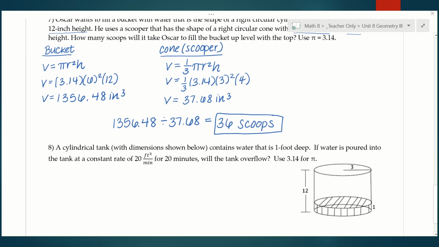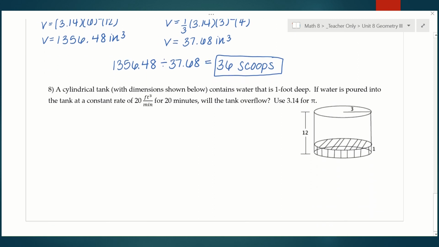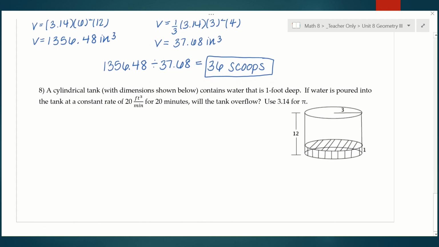Okay, we have one more. You guys are doing awesome. All right, number 8. A cylindrical tank with dimensions shown below contains water that is 1 foot deep. If water is poured into the tank at a constant rate of 20 cubic feet per minute for 20 minutes, will the tank overflow? Use 3.14 for pi.